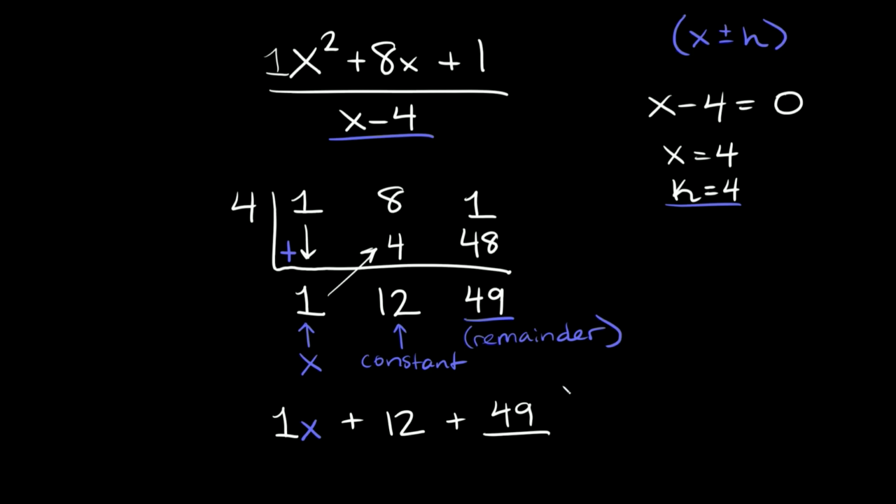So here it's x minus 4, right? So we're going to write x minus 4 right there. So then our answer is 1x plus 12 plus 49 over x minus 4.